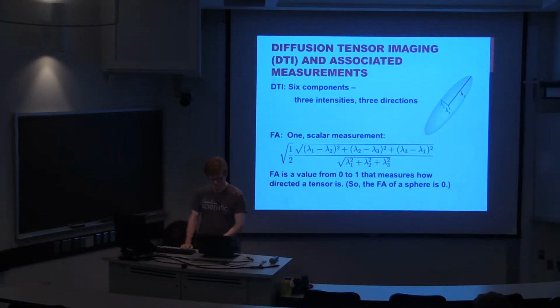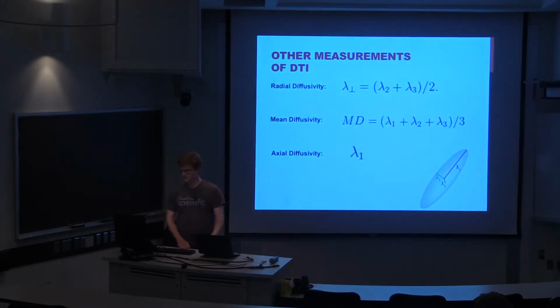Okay. And then these are just other measurements of DTI, and they're a lot simpler than fractional anisotropy. So you have radial diffusivity, which is a measurement of the thickness, I guess, of the tensor. It's the average of the second and third eigenvalues. The mean diffusivity, which is just the average of all three, and then the axial diffusivity, which is the largest eigenvalue in the tensor.